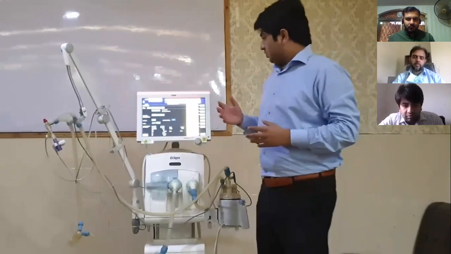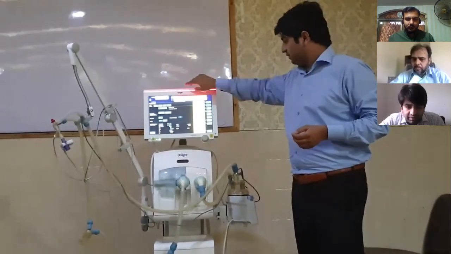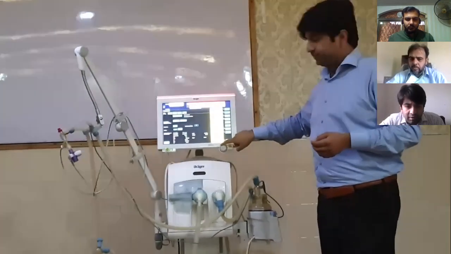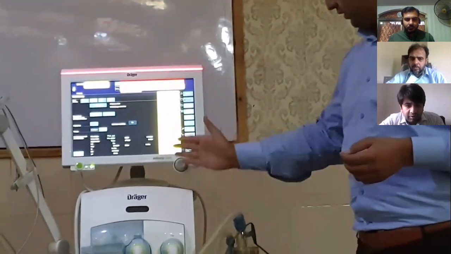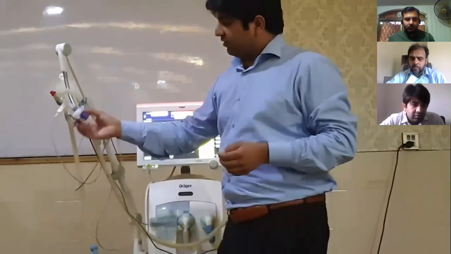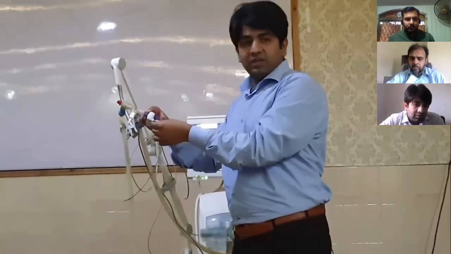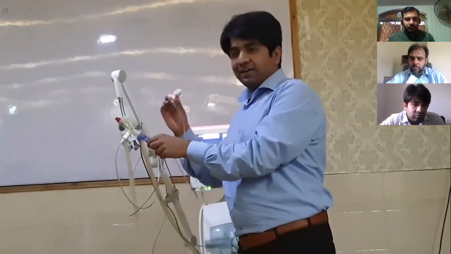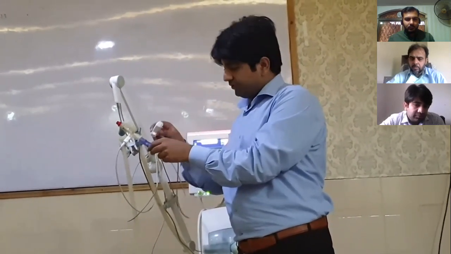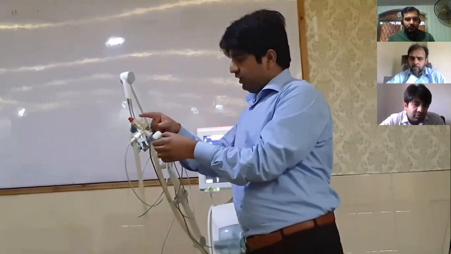So you can see that this is a Drager C300 ventilator. This is the main screen of this ventilator, and below it is the body. And you can see this is a circuit, and this is the end-tidal CO2 monitor. This circuit has two limbs.